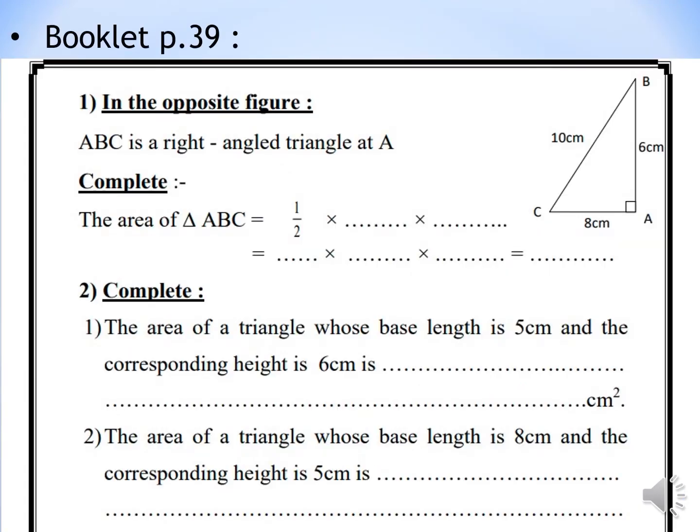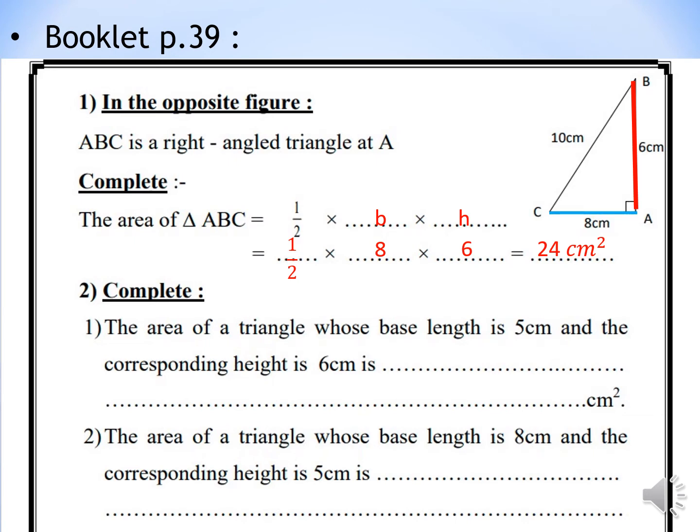Booklet page 39. Number 1. In the opposite figure, I have ABC is a right angle triangle at A. Complete. The area of triangle ABC equal half times base times height. My base here is 8 centimeter and the height is 6 centimeter. So it will be equal to half times 8 times 6. The area equal 24 centimeter squared.